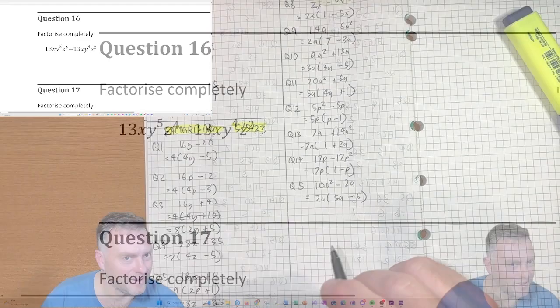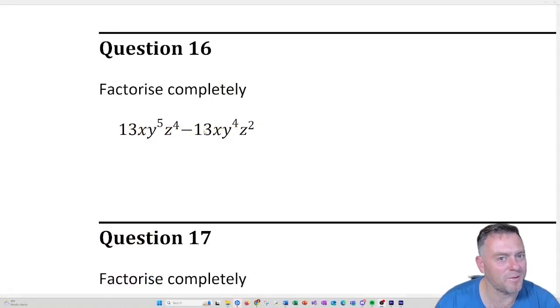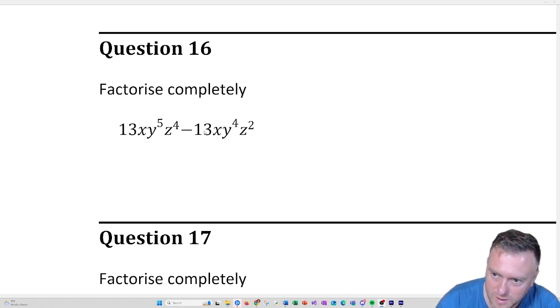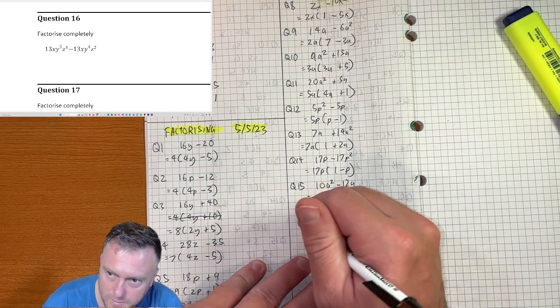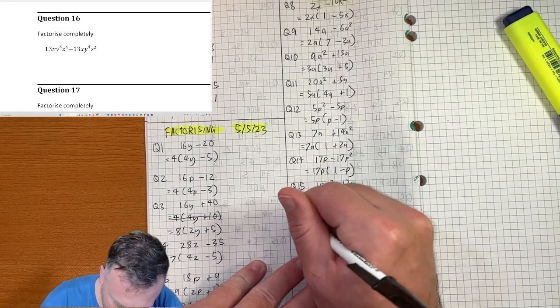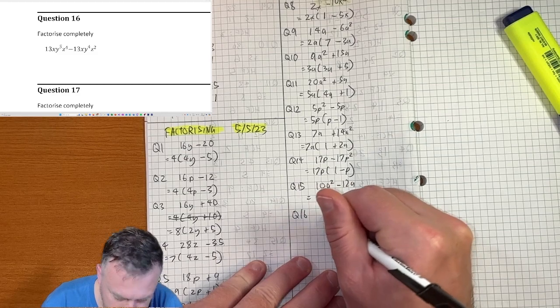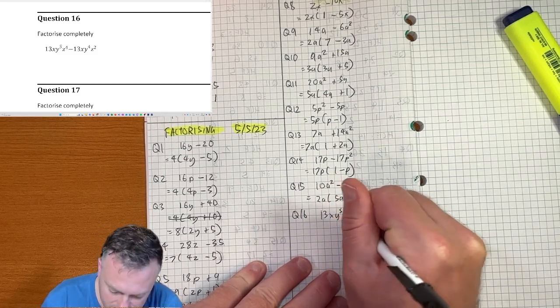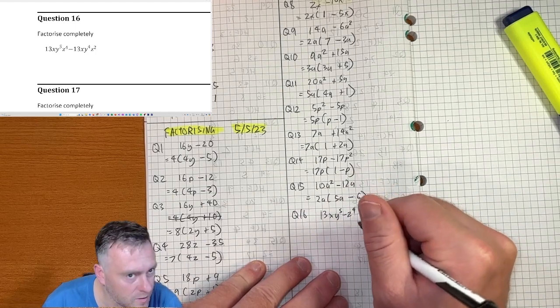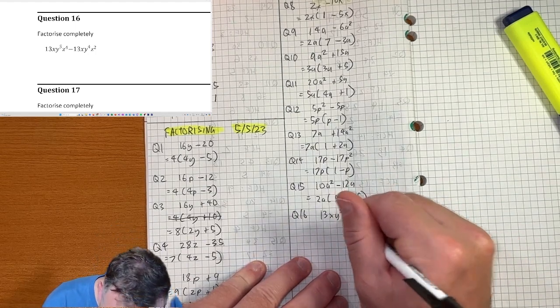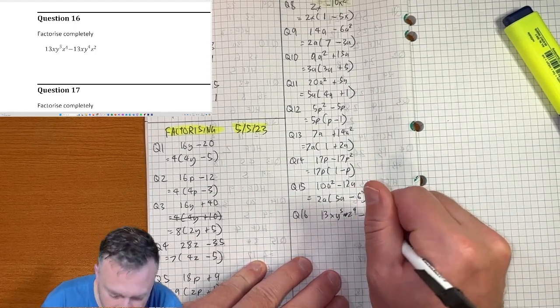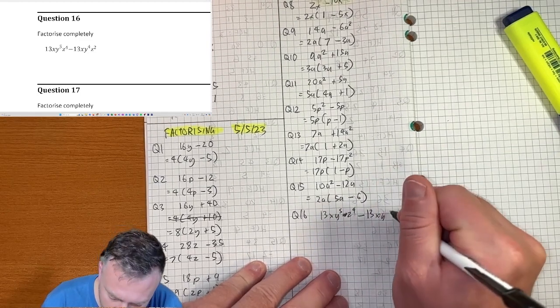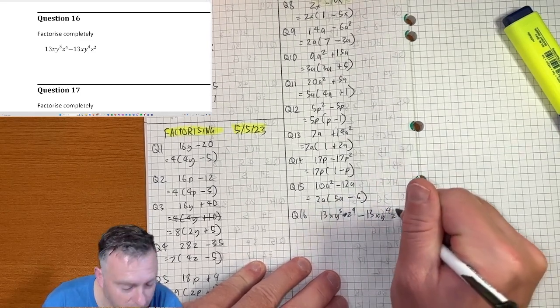So we've got 13xy to the power of 5, z to the power of 4, minus 13xy to the power of 4, z to the power of 2. Here we go. So question 16. 13xy to the power of 5 times z to the power of 4, minus 13xy to the power of 4, z to the power of 2.